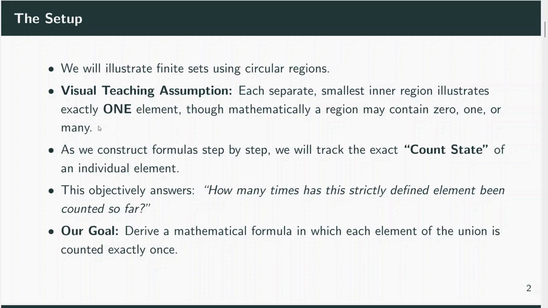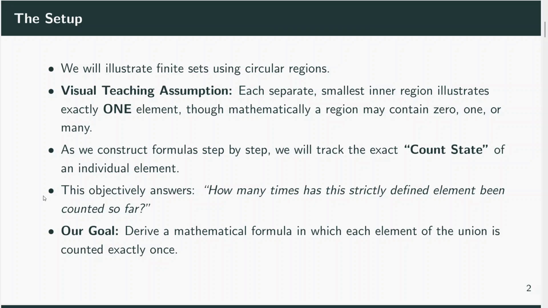Now, the most important idea I want you to carry through this entire lesson is the concept of the count state. Here is what count state means. At any point as we build our formula, step by step, we are going to ask ourselves, how many times has this particular element been counted so far? That number, that running tally for a single element, is its count state. If an element has been counted once, its count state is 1. If it has been counted twice, perhaps because it belongs to 2 groups and we added both groups, its count state is 2. If it has somehow vanished from our count entirely, its count state is 0.